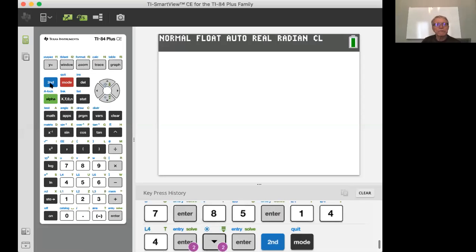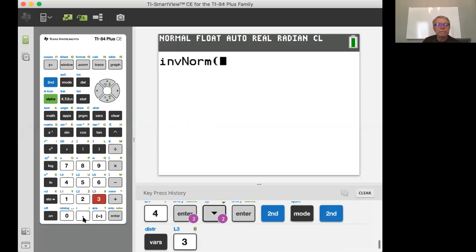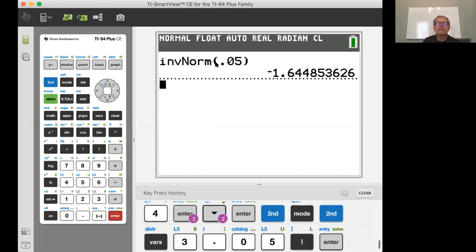And we're going to go second vars number 3 to get the inverse norm. 0.05 is the area underneath the curve to the left of that critical value. And we hit enter, and we get negative 1.645. Okay. So basically remember that inverse norm, where to go find it, second vars number 3. And we need to know that the number you put in here is a less than probability, the area to the left of the critical value that you're looking for.